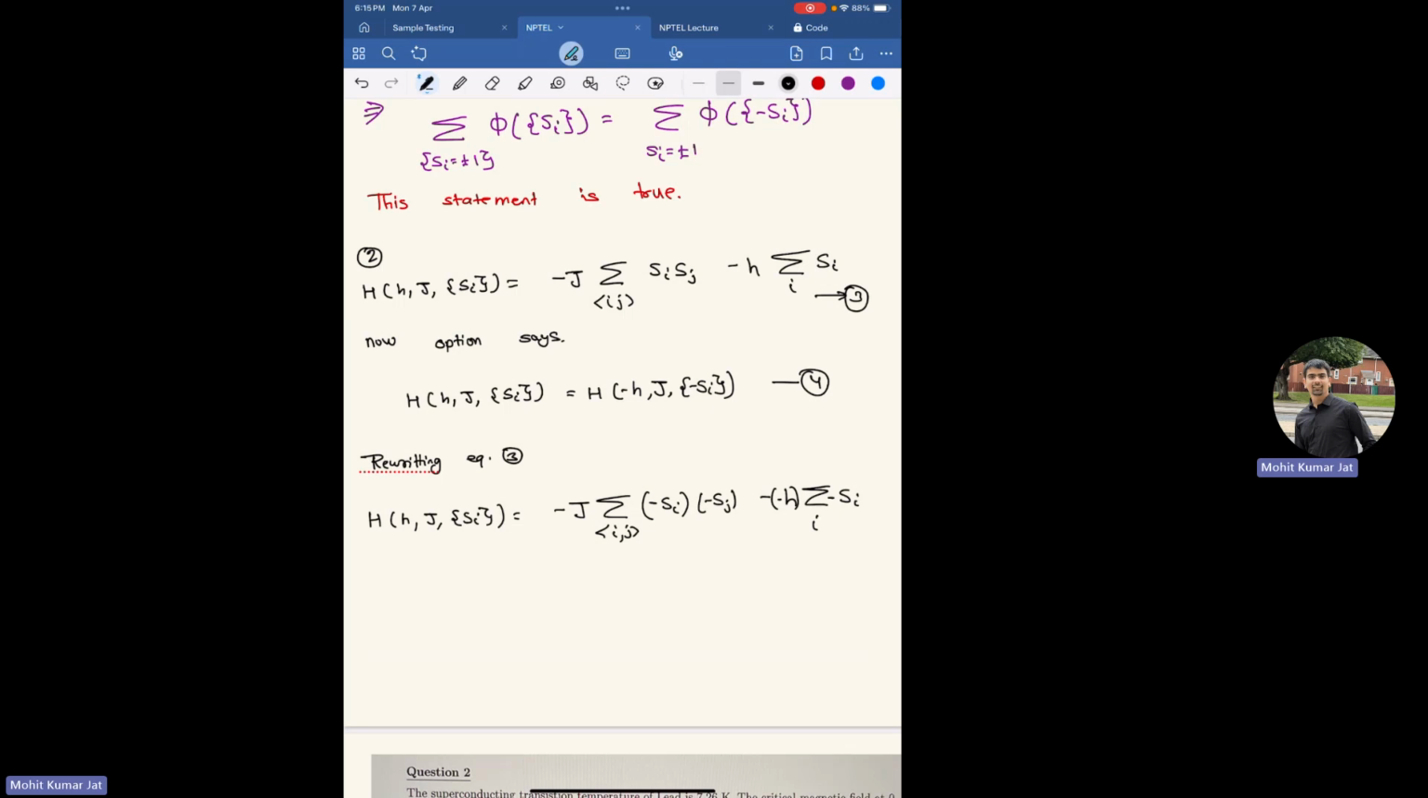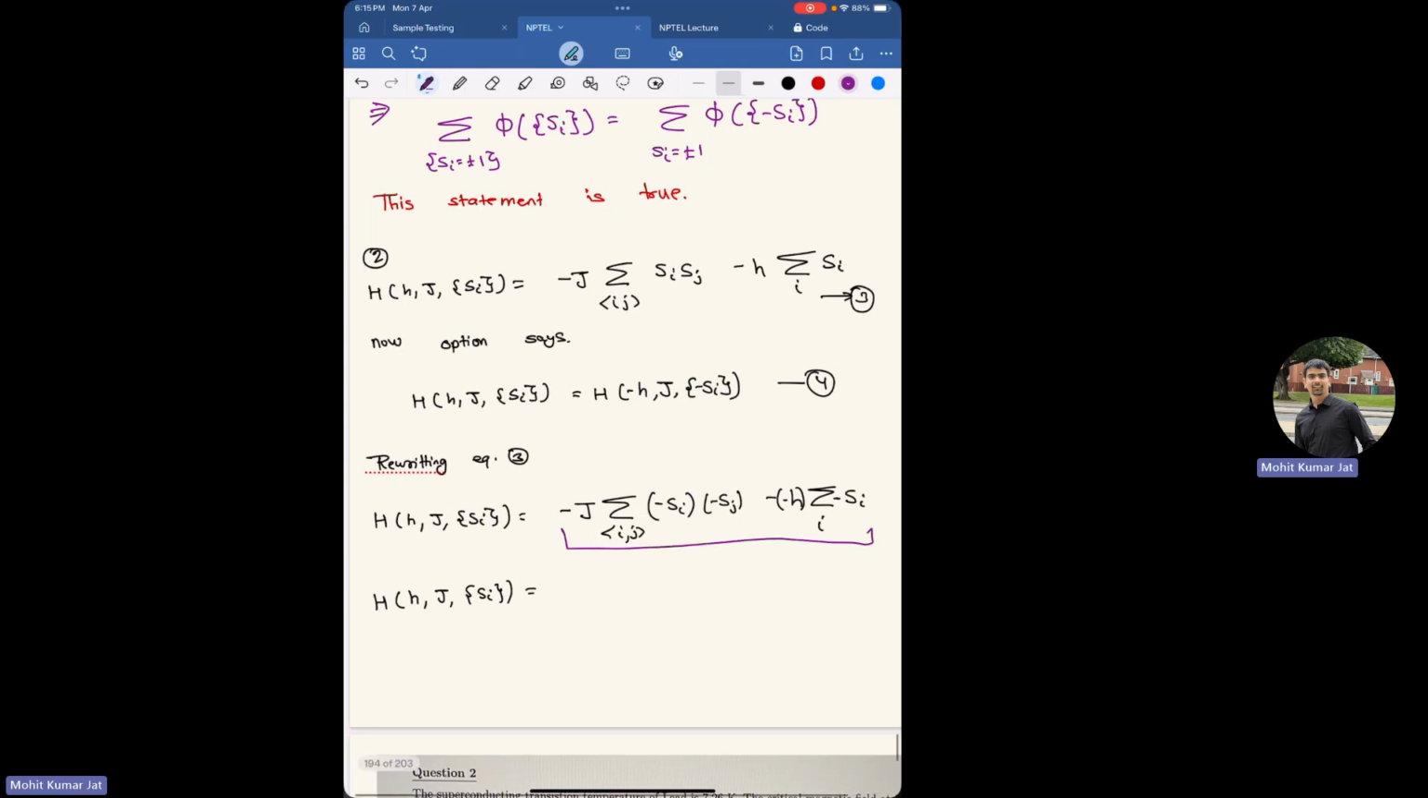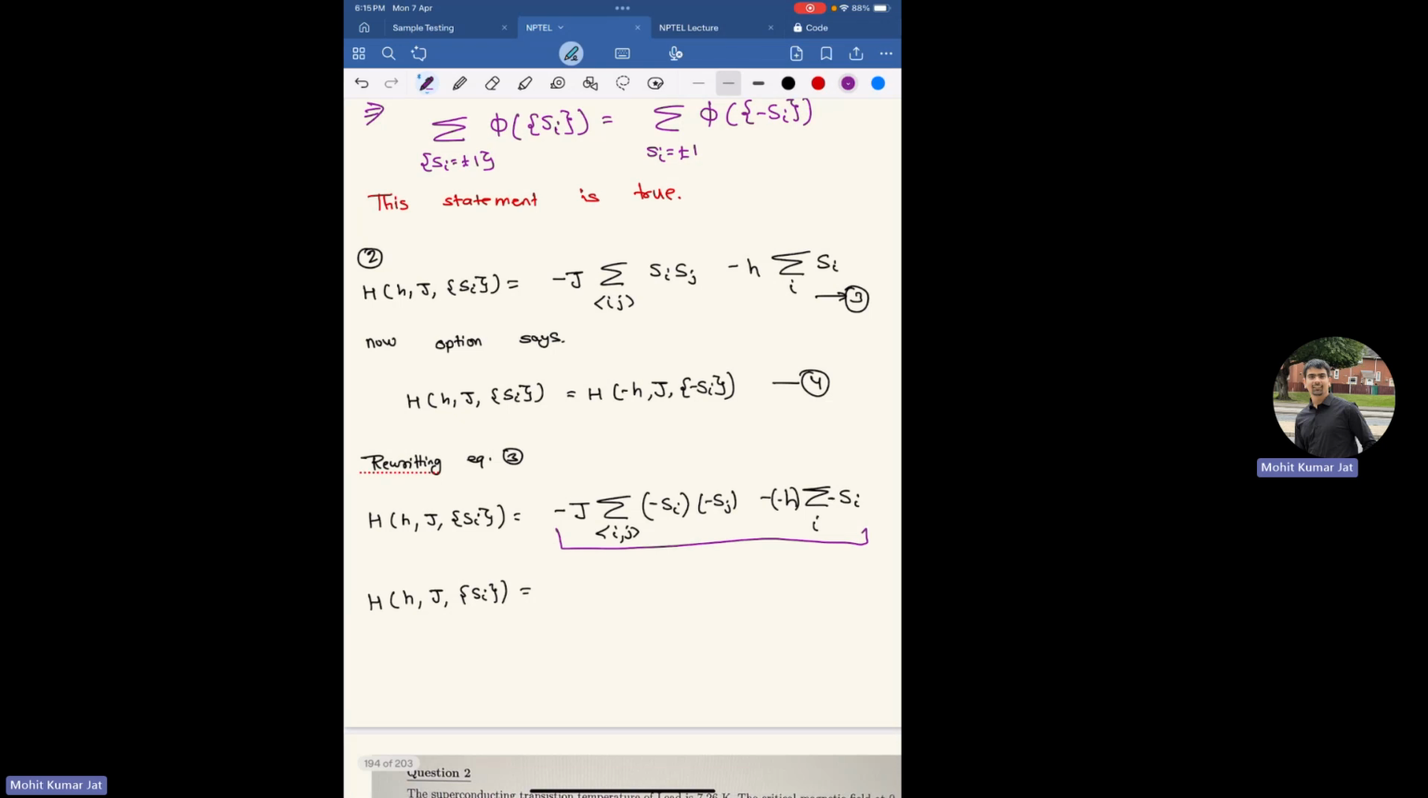So this translates into H J Si equals to minus J. So I can write this part of the Hamiltonian: if I replace Si with minus Si, H with minus H, and J remains J, I can write this part as minus H, J and minus of Si.